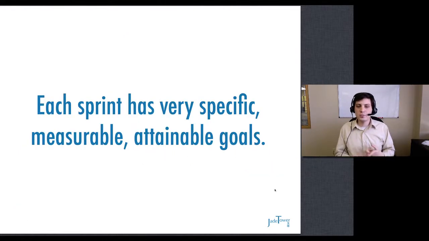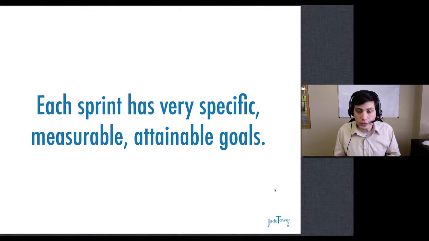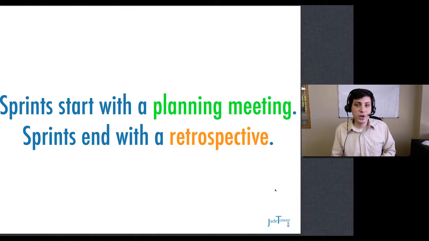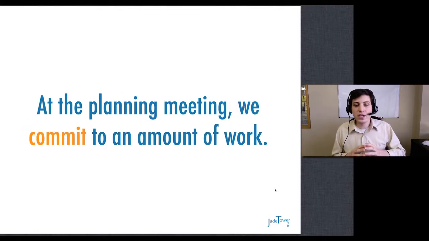Each sprint has a specific, measurable, and attainable goal. We can even put number of hours, price on that, everything like that, and it allows us to keep cost overruns in check. This sprint ends up starting with a planning meeting and then ends with a retrospective, usually a demo, a way of showing the progress that has been made. At the planning meeting, we can commit to an amount of work. This is not what we hope to do. This is not what we're planning to do. It is what we commit to do as a part of that planning meeting.